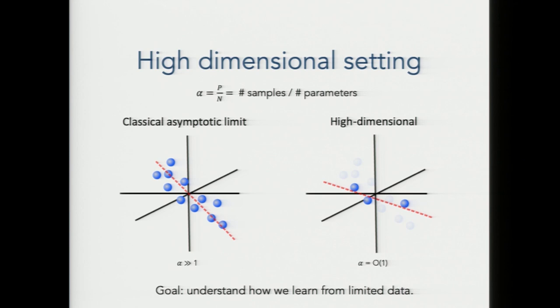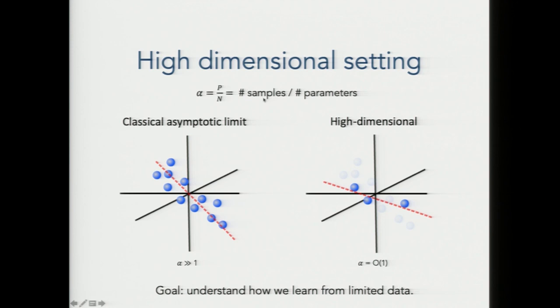So what is the high-dimensional setting? Well, in classical statistics, you typically assume that you have way more data than the number of parameters you're trying to estimate. But we've already seen that these models typically operate in a very different regime. They have an amount of data which is on the order of the number of parameters in the model. So we need a way of capturing this in our model. And we're going to introduce this very important parameter alpha, which is the ratio of the number of samples to the number of parameters.